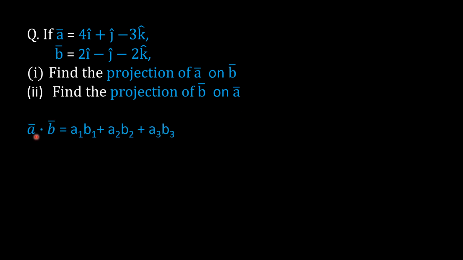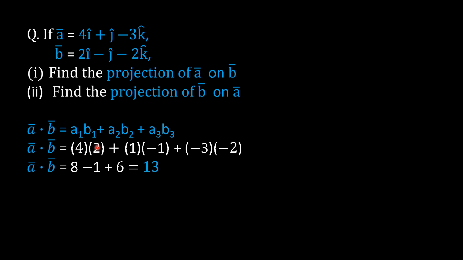First, let us find A bar dot B bar, which is A1 B1 plus A2 B2 plus A3 B3, which will be 4 multiplied by 2 plus 1 multiplied by minus 1 plus minus 3 multiplied by minus 2. It will be 8 minus 1 plus 6, which will be 13. So A bar dot B bar is 13.